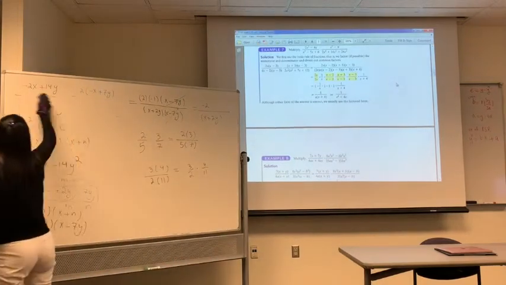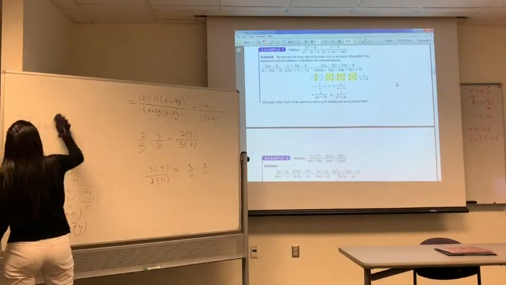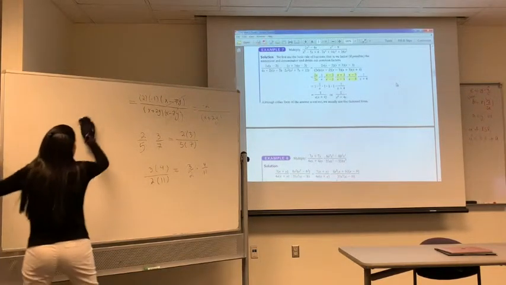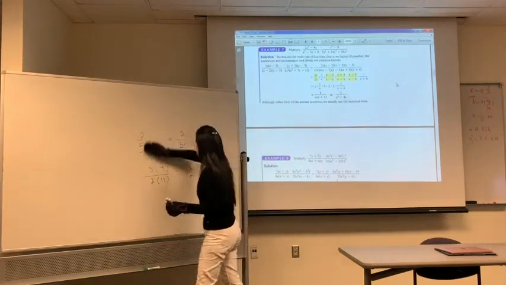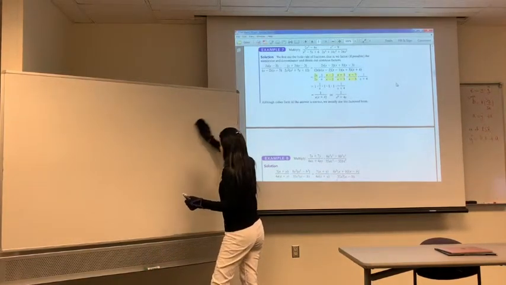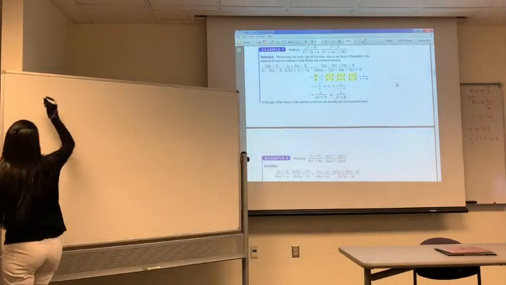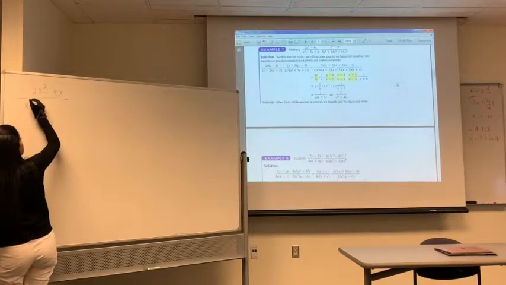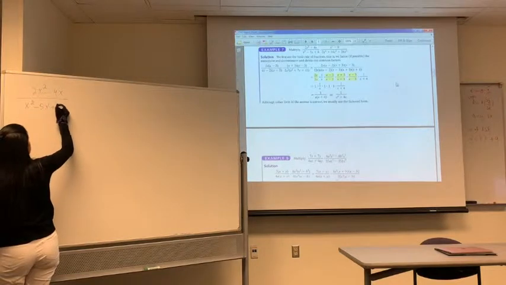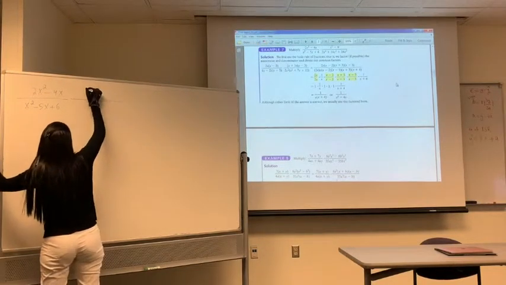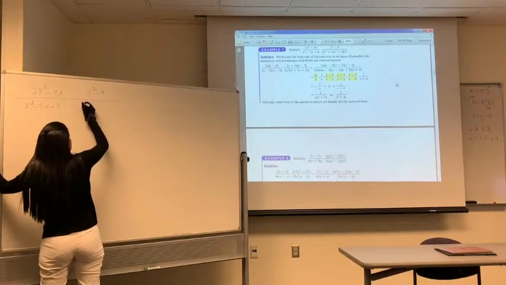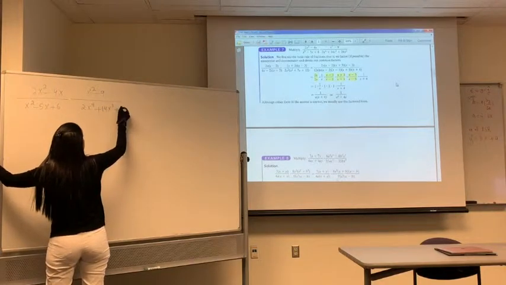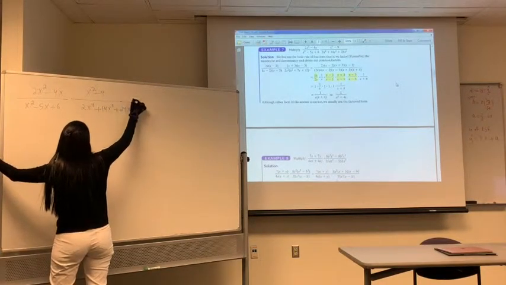Now we are going to use this method. We have 2x power 2 minus 4x divided by x squared minus 5x plus 6 multiplies x squared minus 9, over 2x power 4, 14x power 3, 24x squared.